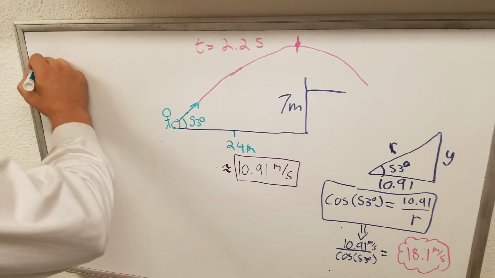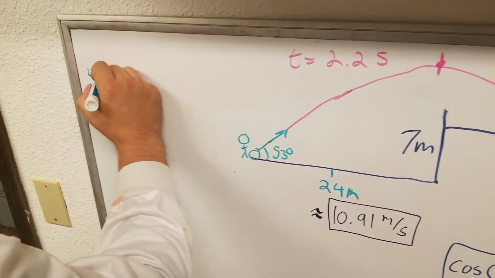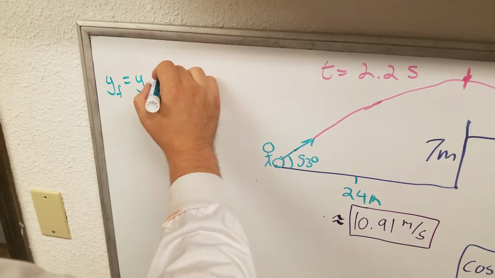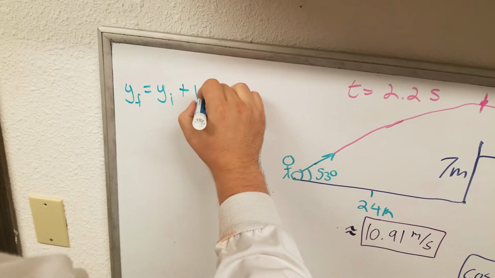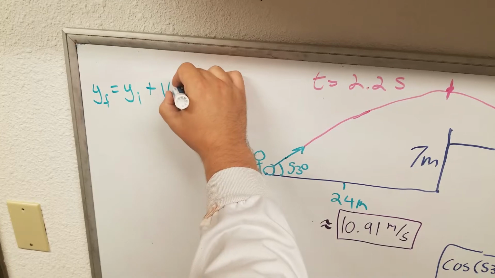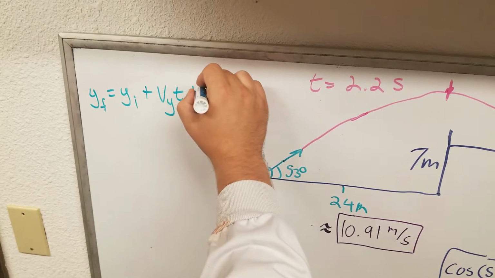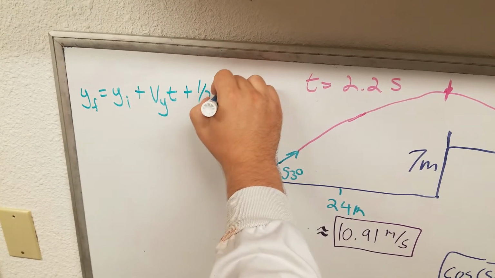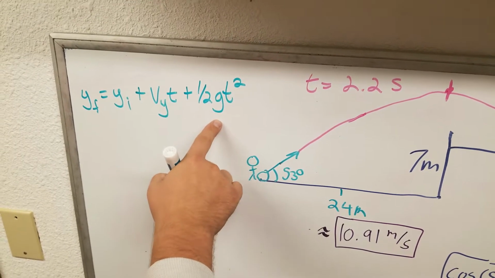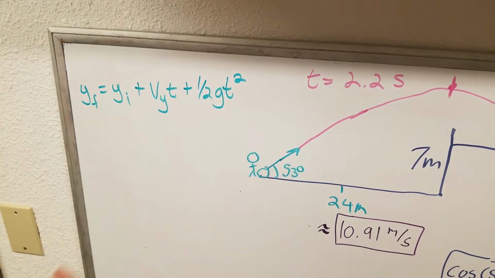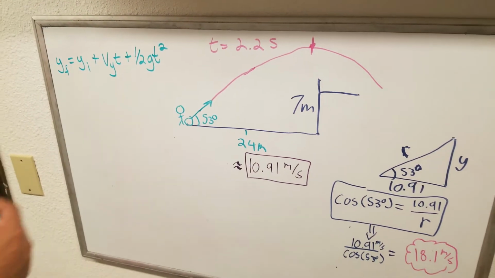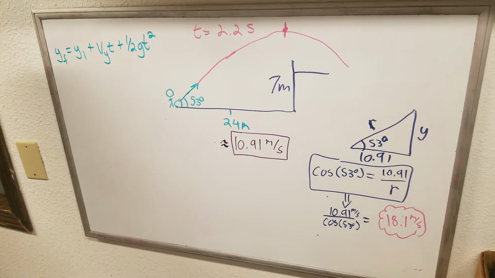The equation for that is y final equals y initial, so our starting point, plus our velocity in the y direction, remember I told you we were going to get that eventually, times time, plus 1/2 g t squared. Usually you'll see this as a t squared, acceleration, but we know that a is gravity because all of our acceleration in the y direction is just due to gravity today.